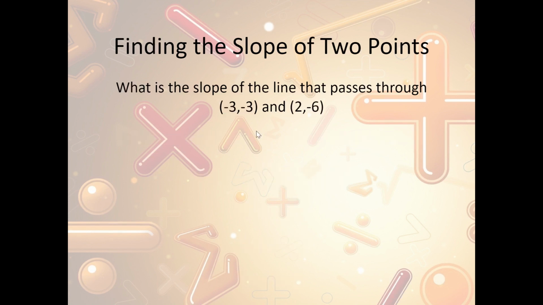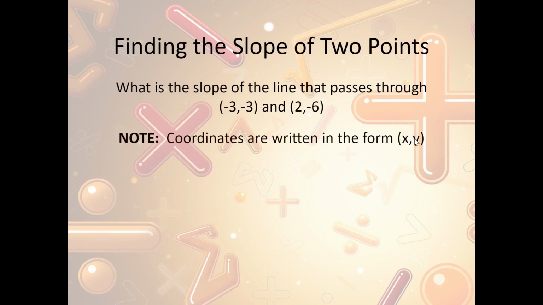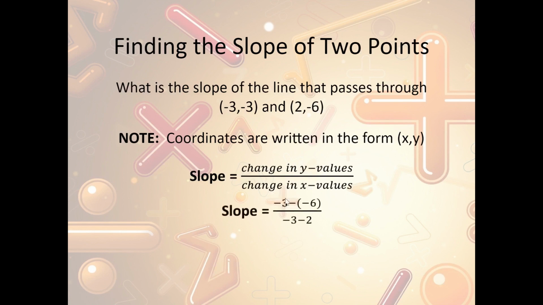What is the slope of the line that passes through -3, -3, and 2, -6? Again, coordinates are written as x and y. So this is my x, this is my y. This is my x, this is my y. And slope is change in y over change in x. So I'm going to calculate that by subtracting my y values first: -3 minus -6. And then I'm going to subtract my x values, which is -3 minus 2. So I get -3 minus -6 and -3 minus 2.